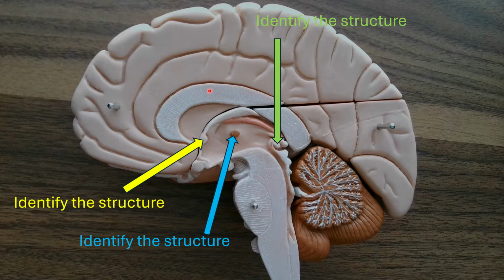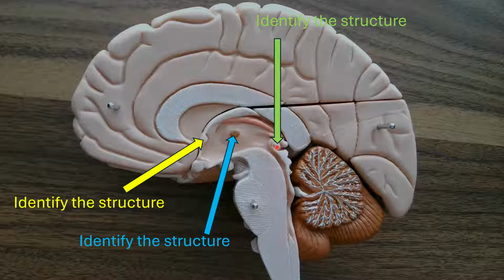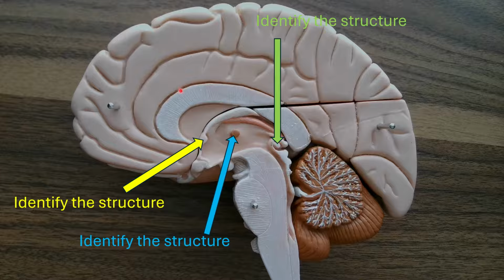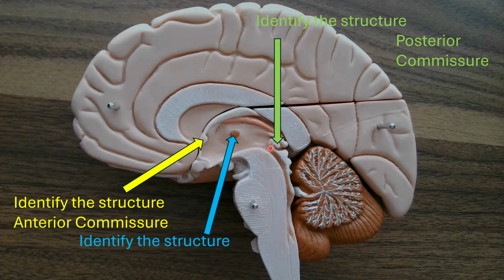So paying attention to the color, earlier we identified this as the corpus callosum, which was a tract of axons that allow both cerebral hemispheres to communicate. Well, we have this one in front and this one in back right here, and they also have a similar color. These are also bundles of axons. In the front, we have the anterior commissure, and in the back, we have the posterior commissure.